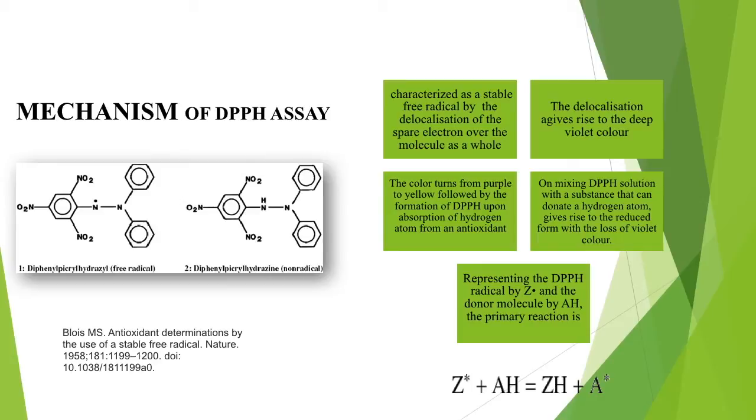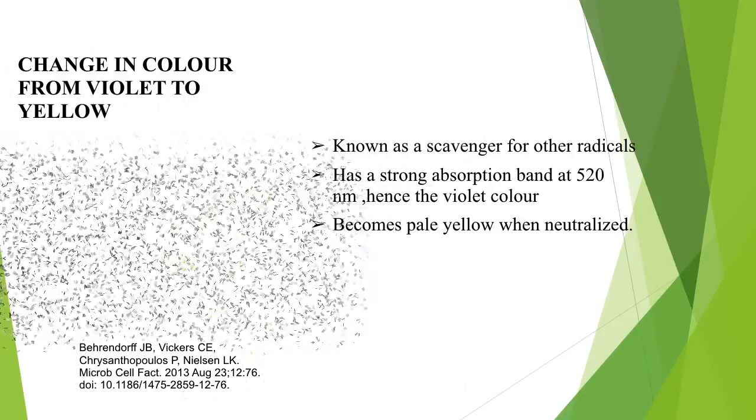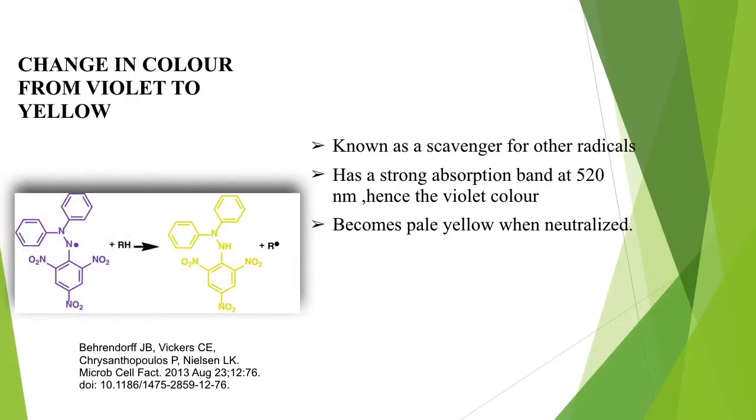In the previous slides, we saw that the color gets changed from purple to yellow. Why does this change in color occur? This change in color occurs because DPPH has a strong absorption band at 520 nanometers. Hence we get the violet color. It becomes pale yellow when it gets neutralized. We can see from the picture that the violet color is being changed into the yellow color.